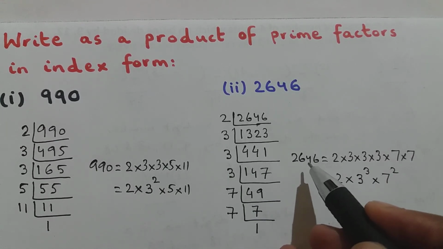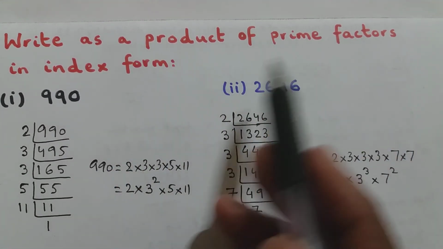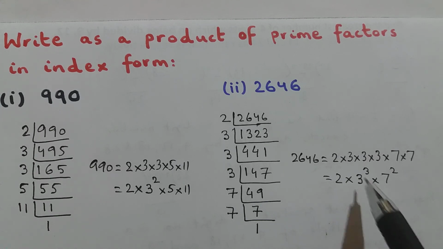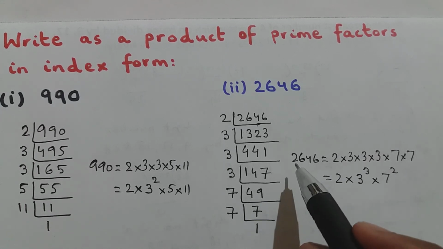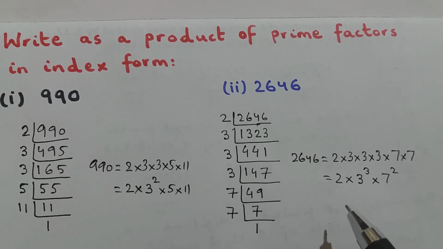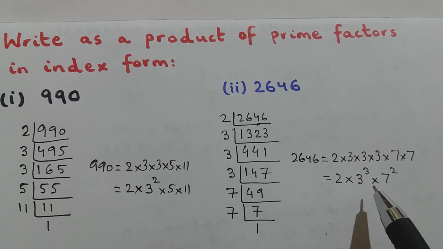So 2646, when it is written as a product of its prime factors in index form, becomes 2 into 3 cube into 7 square. And with that, we have solved both these questions.